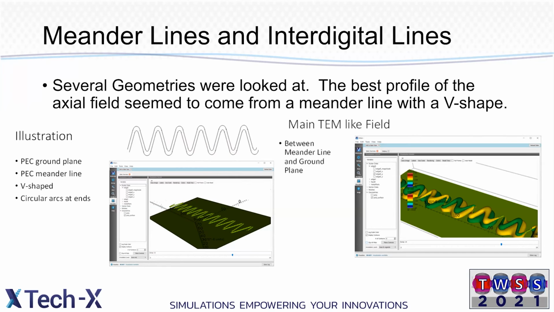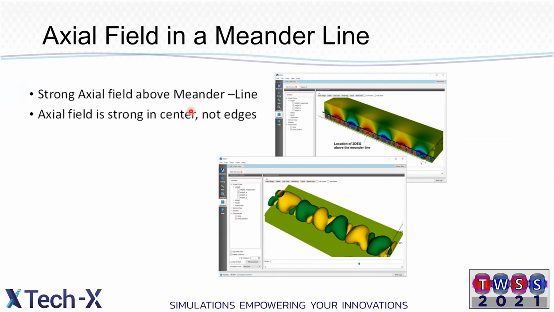But the really interesting thing about this structure is the axial field. The axial field decays away exponentially upward above it, but it's got strong field up above it for a significant distance. And the V shape actually manages to peak the field on the axis. And so you could imagine taking this meander line, and then just a little bit above it, you could put one of those 2DEGs, and this 2DEG would sit in the axial electric field that exists above the meander line.